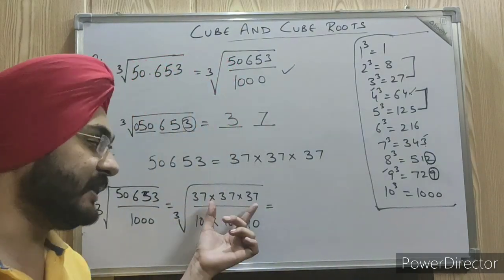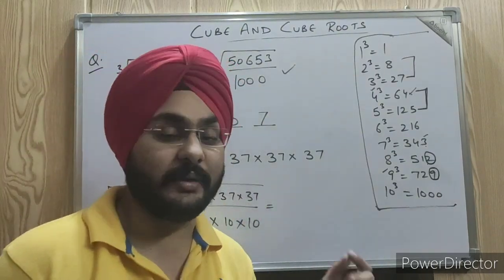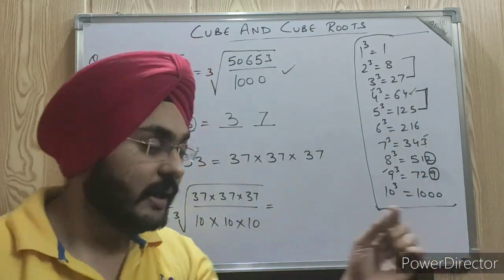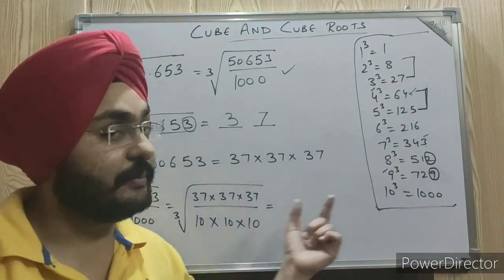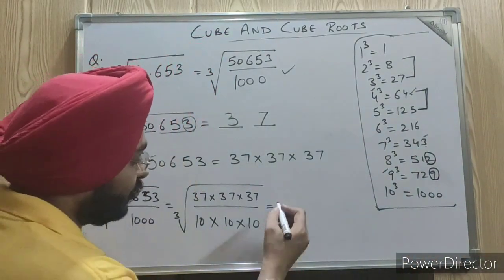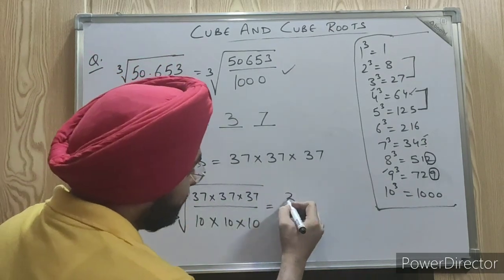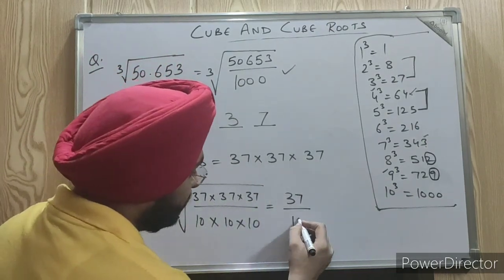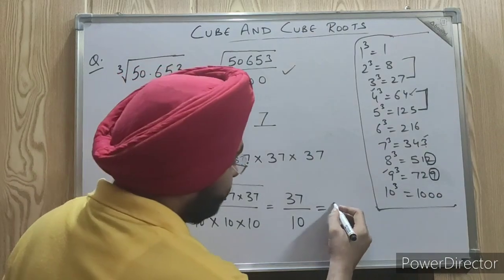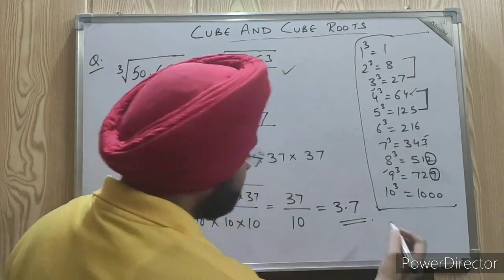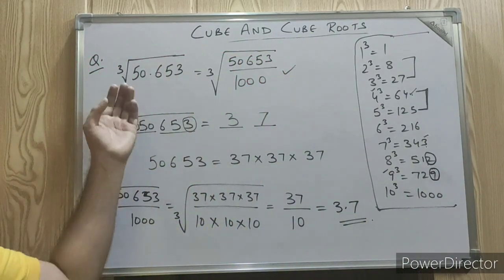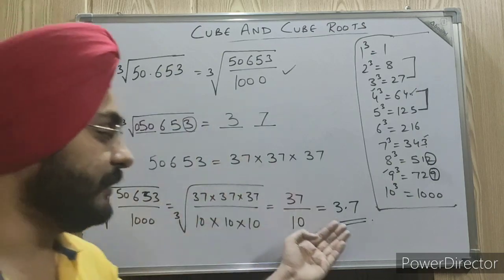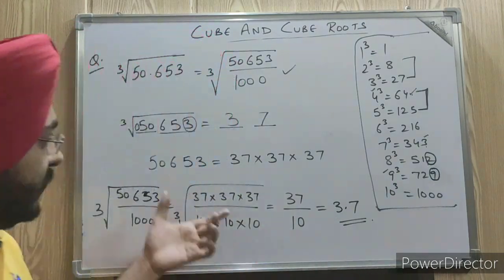So how to solve this thing? Just form the triplets here. The triplets which are formed in the numerator will be written in the numerator, and the triplets formed in the denominator will be written in the denominator. So here we are having the triplet of 37, and here we are having the triplet of 10. So can I write what? 3.7. So the cube root of 50.653 will be 3.7.